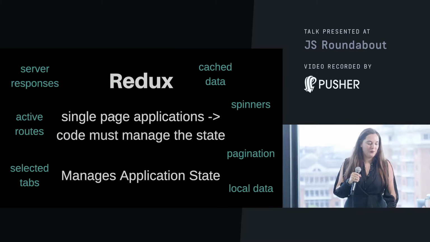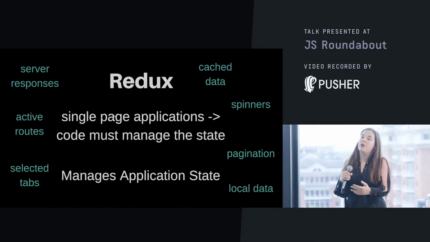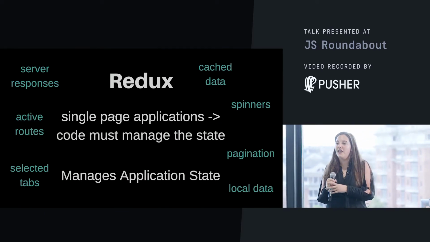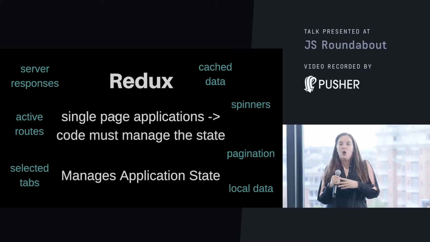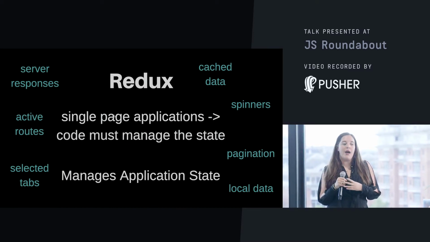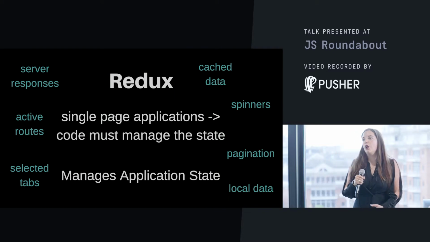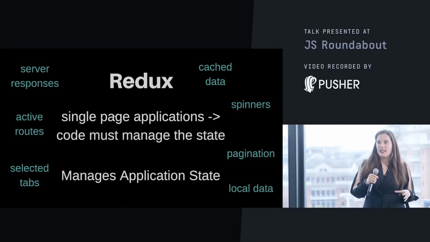So I thought I'll give a brief overview for the people who aren't familiar with Redux. So what is Redux? It manages the application state. And why is this becoming more and more important? So as single page applications are on the rise, more and more companies are using them, the code must manage its own state.